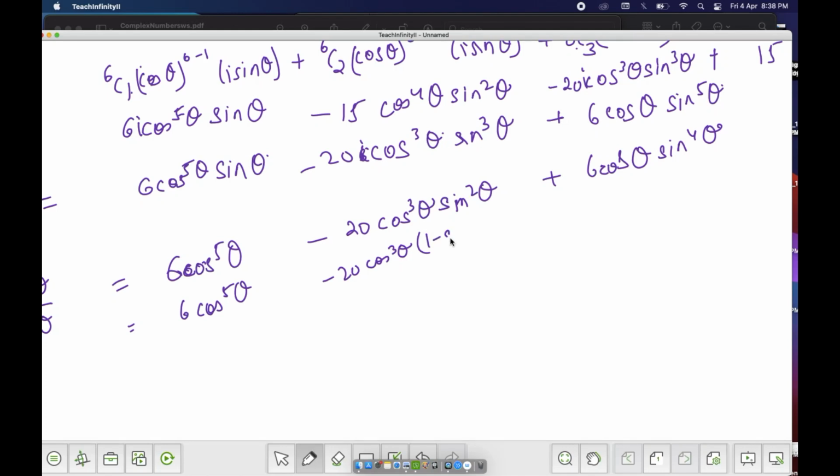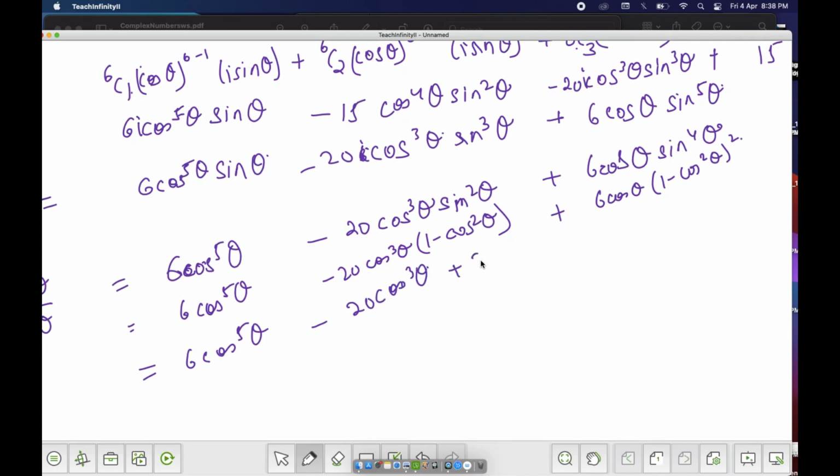So cos cube theta, basically 1 minus sine square theta, 1 minus cos square theta. And sine to the power 4 theta can be written as sine square theta whole square, so 1 minus cos square theta whole square. No wonder this is 10 marks. Okay, 6 cos to the power 5 theta minus 20 cos cube theta, okay, plus 20 cos to the power 5 theta, okay, plus 6 cos theta.